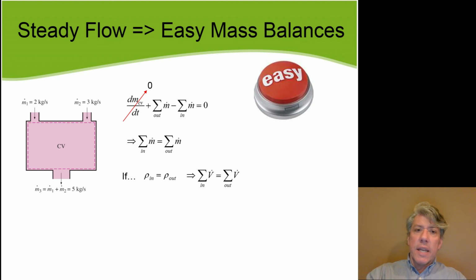If the density at the inlet streams and the exiting streams are the same, which is not the case in your car, but is the case in the mixing valve for your shower, if the densities are constant, now okay, they're not exactly the same. The hot water has a little bit less density than the cold, but they're close enough. If the densities are the same, then the volumetric flow rates in and out would also sum.